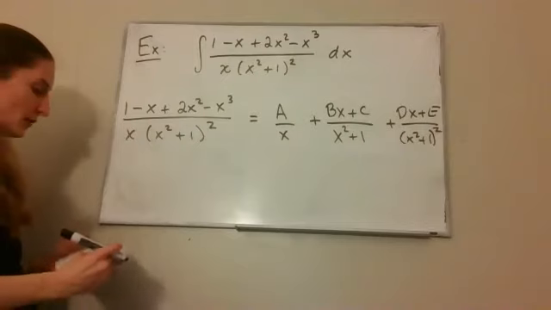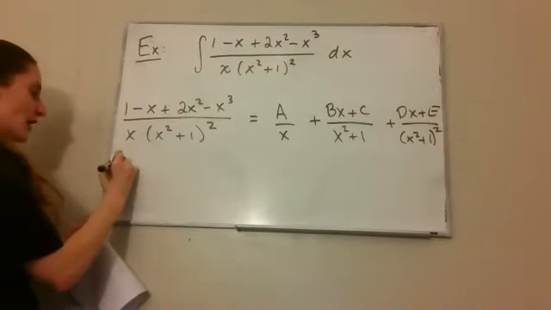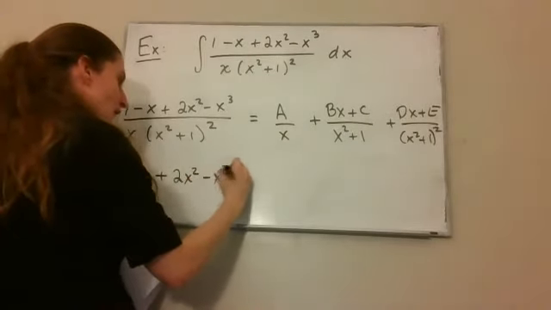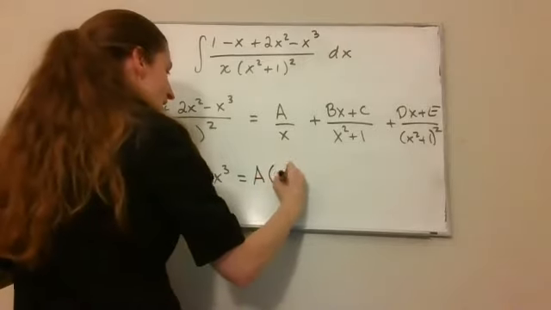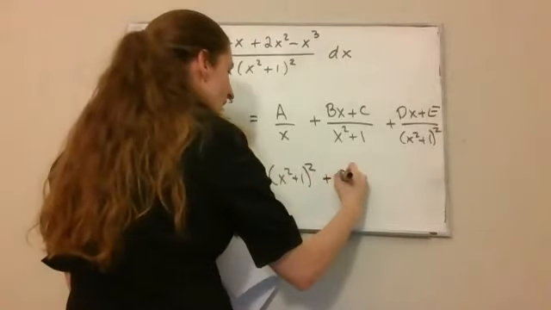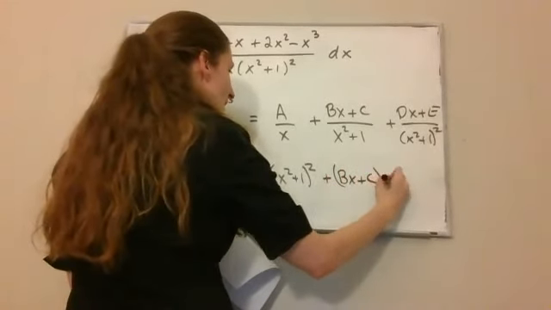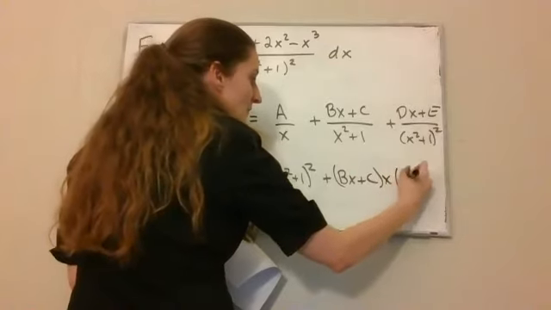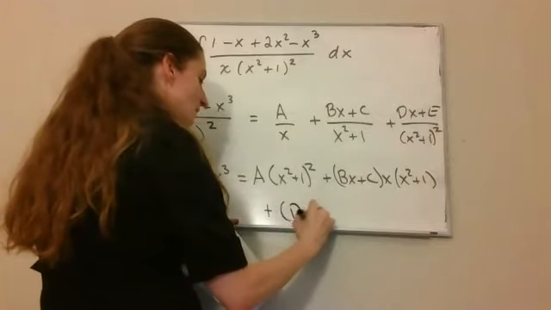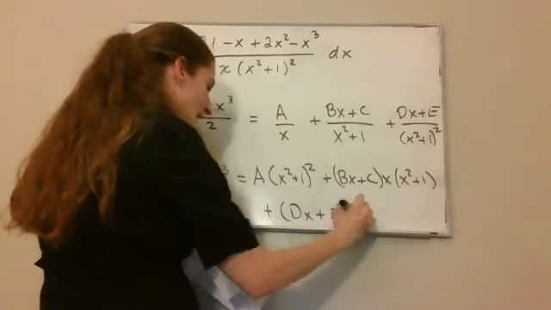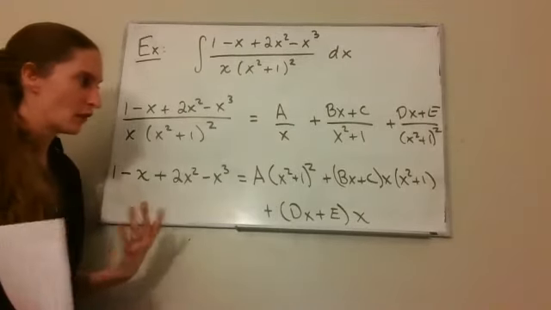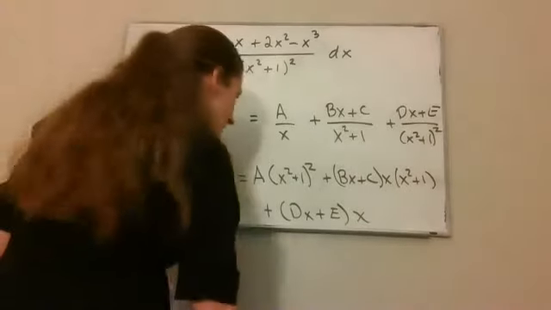And now if I multiply both sides by the factor denominator, I get 1 minus x plus 2x squared minus x to the third equals a times (x squared plus 1) squared, plus (bx plus c) times x and (x squared plus 1), plus (dx plus e) times just x. And I would suggest that we plug in x equals 0 and figure out what a is to start.